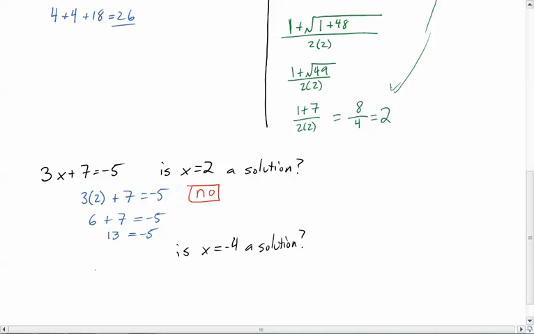All right, well, let's try. Let's go 3 times negative 4 plus 7 equals negative 5. 3 times negative 4 is negative 12. Plus 7 equals negative 5. And sure enough, negative 5 equals negative 5. And so, yes, negative 4 is a solution. And in fact, it is the only solution. That is the only number in the entire universe, including all those decimals and fractions, that will work in this equation. Pretty cool, huh?